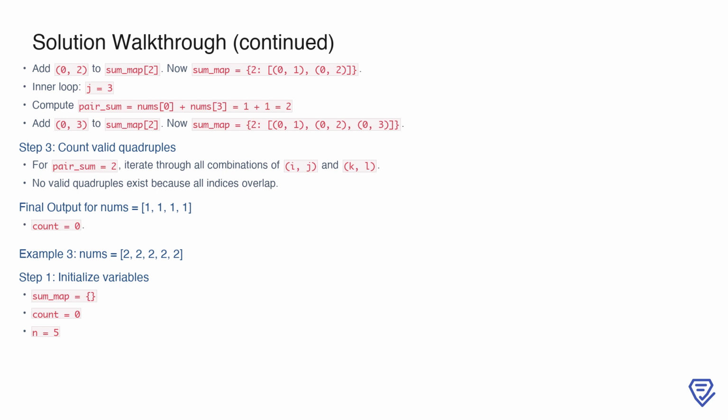For the pair_sum of 2, we iterate through all combinations of the stored index pairs, such as (0, 1) with (0, 2), or (0, 1) with (0, 3). However, in each case, we find that the indices overlap, meaning the same index is used more than once. Since the problem requires all indices to be distinct, no valid quadruples are found in this example. As a result, the count remains 0. Thus, the final output for this input is count equals 0.